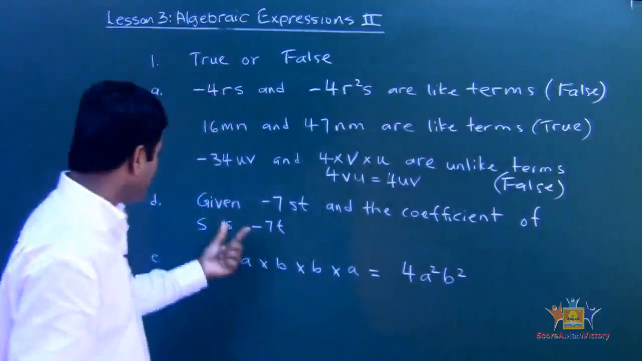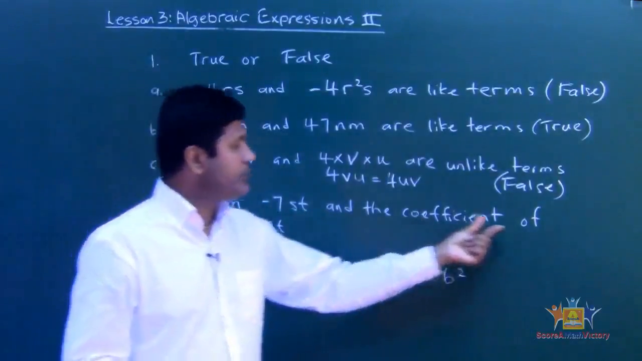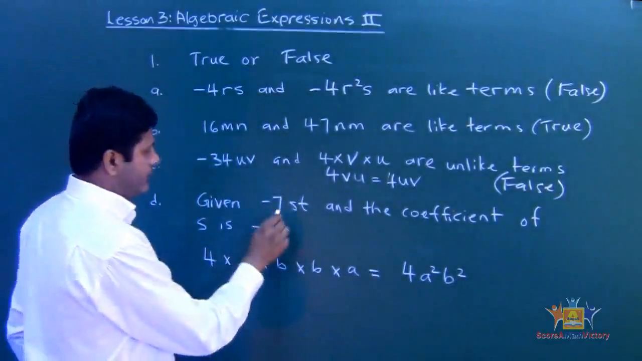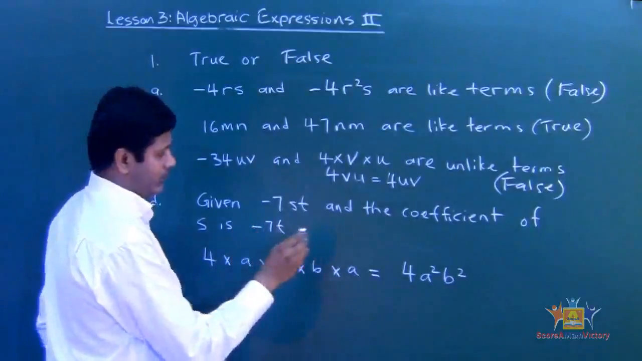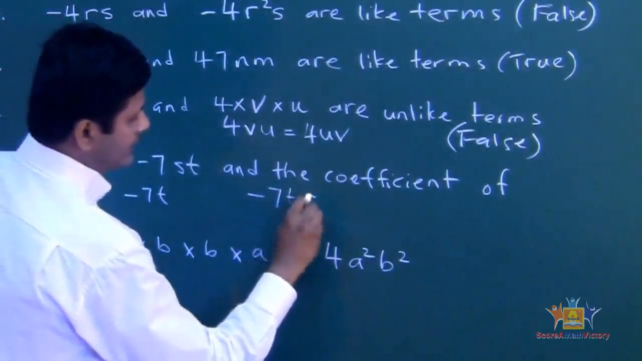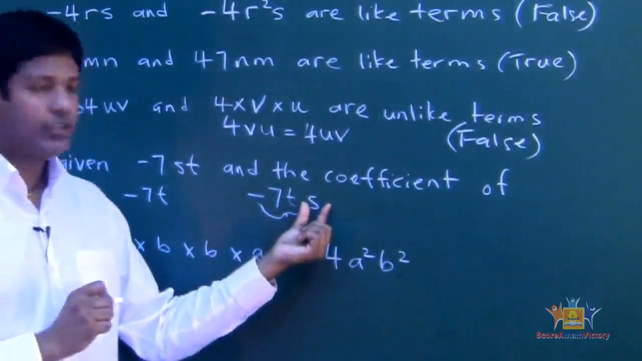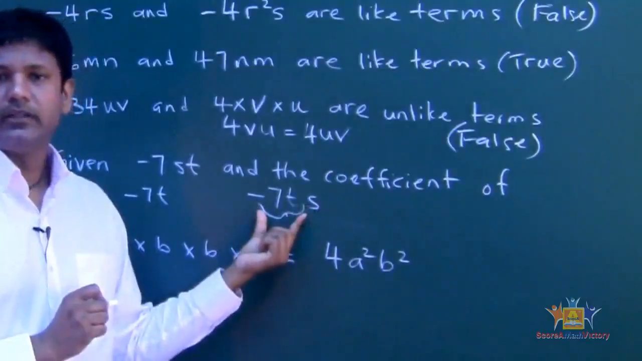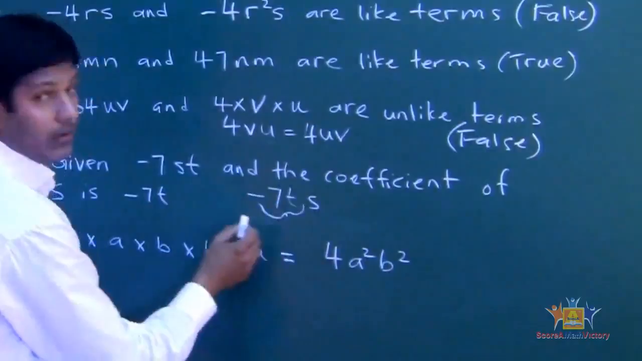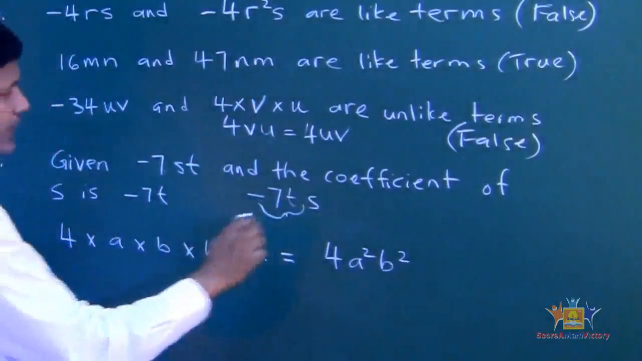Alright, given negative 7st, the coefficient of s is negative 7t. Is it? Yes, because we rewrite it as negative 7t times s, and this is the coefficient. Looking for the coefficient of s, what's next to it? Be careful, the coefficient is what's multiplying it. So this is true.